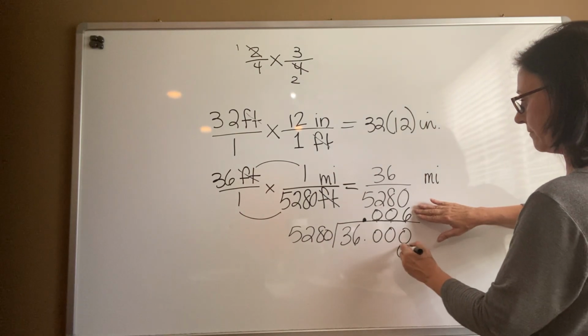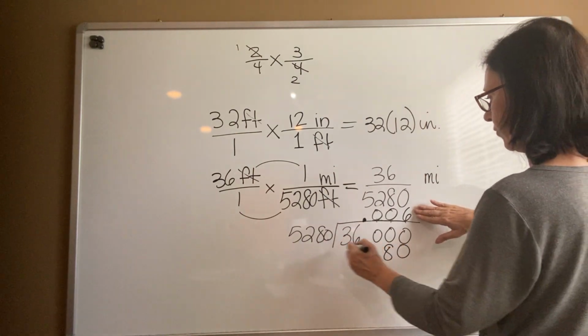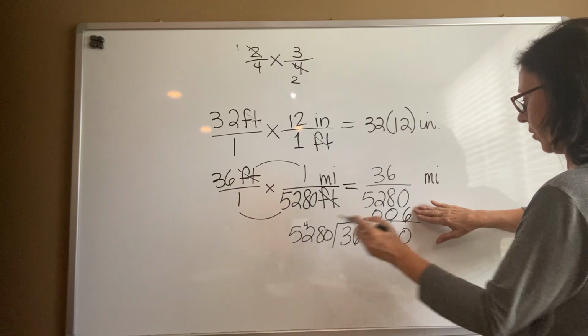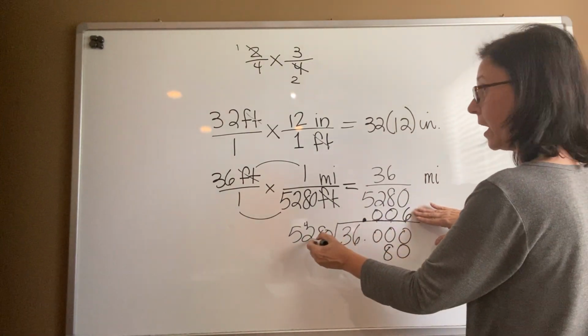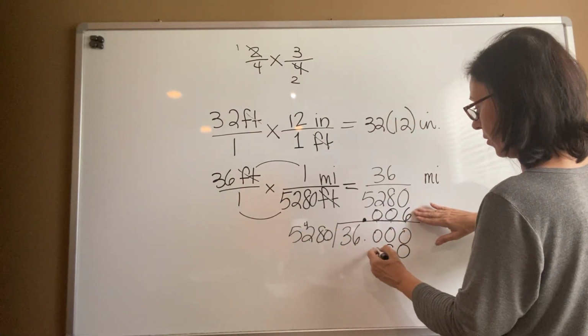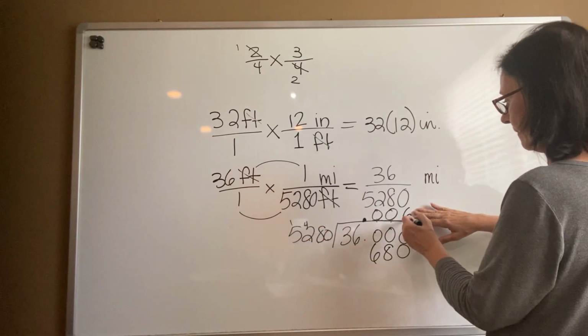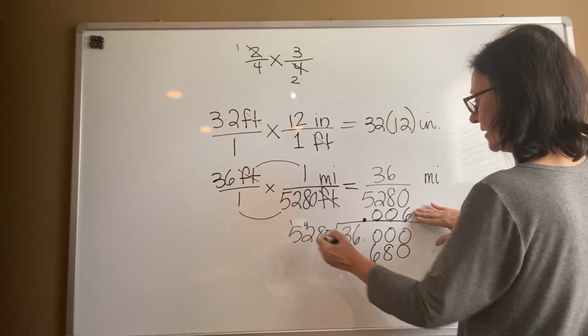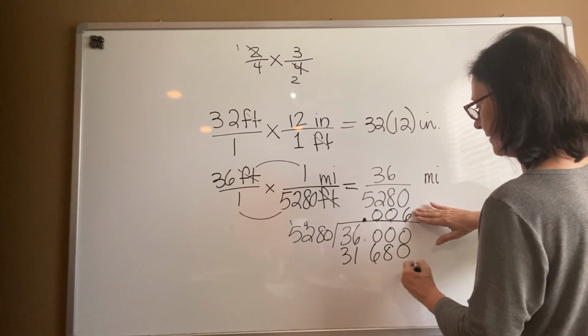6 times 0 is 0. 6 times 8 is 48. Carry my 2, 4. 6 times 2 is 12. 12 and 4 more is 16. 6 times 5 is 30 and 1 more is 31.